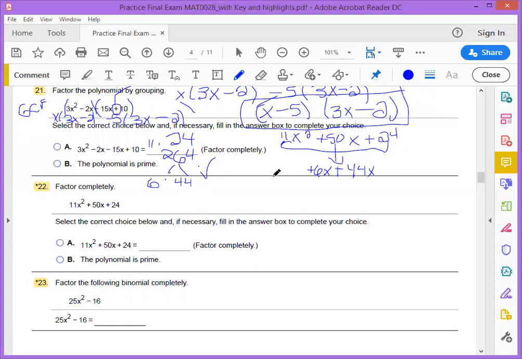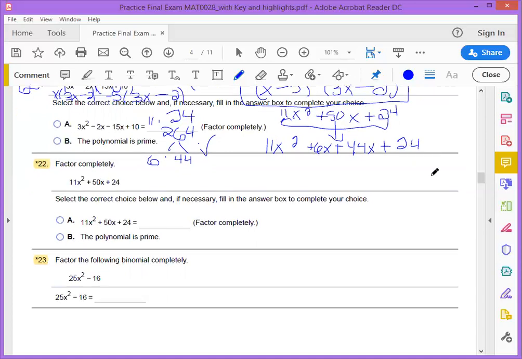We'll bring down the terms that are outside of the middle term. So 11x squared stays in the front and 24 at the end. Now we want to continue by factoring with the grouping method. So we're going to group together our first two terms and group together our last two terms. Find our GCF. So 11x squared plus 6x, we can factor x from both these terms. When we factor x from 11x squared plus 6x, we're left with 11x plus 6.